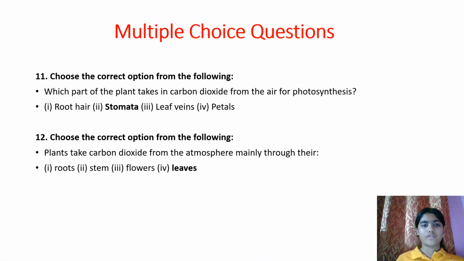Multiple choice questions. Which part of the plant takes in carbon dioxide from the air for photosynthesis? Stomata. Plants take carbon dioxide from the atmosphere mainly through their leaves.